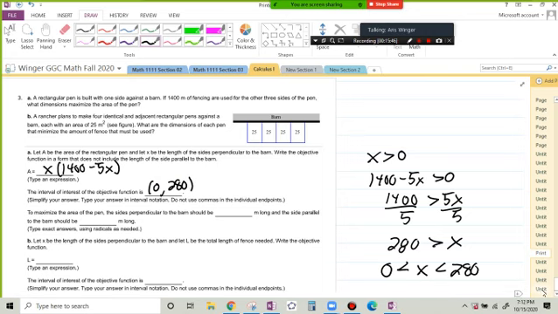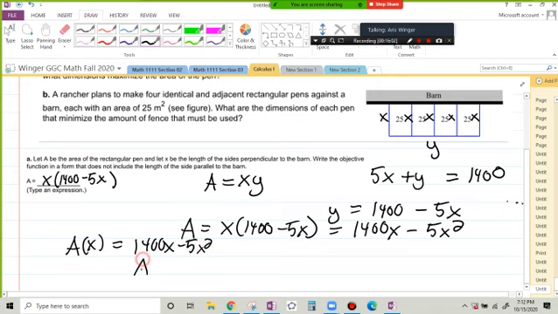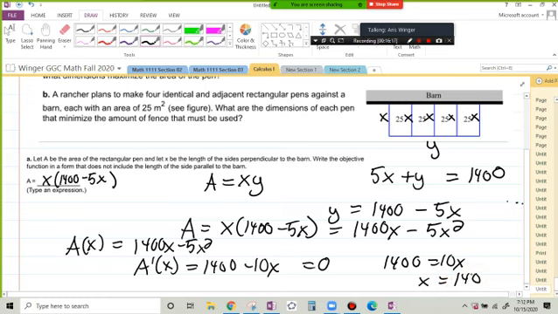All right, to maximize the area of the pen, we're talking about taking a derivative after we distribute: 1400x minus 5x squared. That's A of x. The derivative, 1400 minus 10x. Need that to be 0. 1400 equals 10x. Divide both sides by 10. X is 140. And then you solve for y.